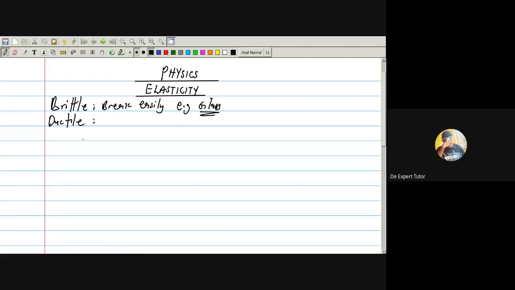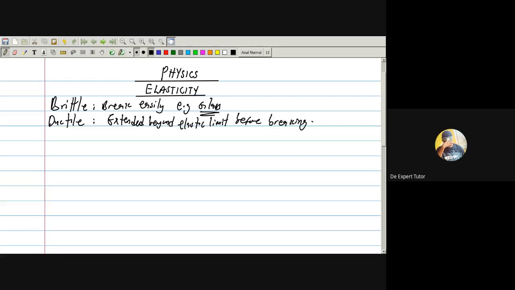Ductile materials don't break easily. Exactly, they don't break easily. They can be extended beyond the elastic limit before breaking.